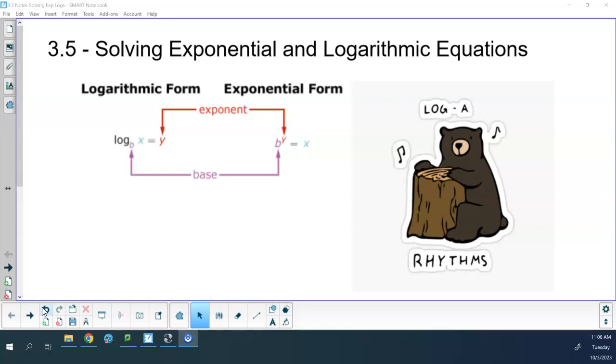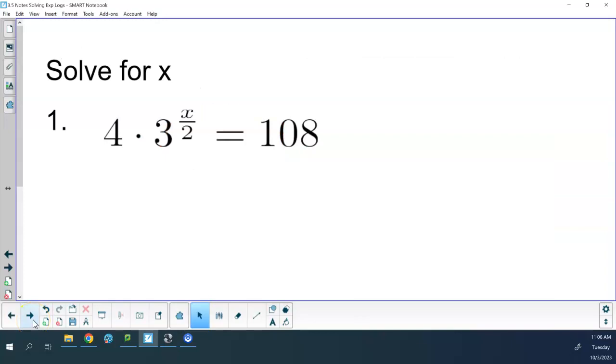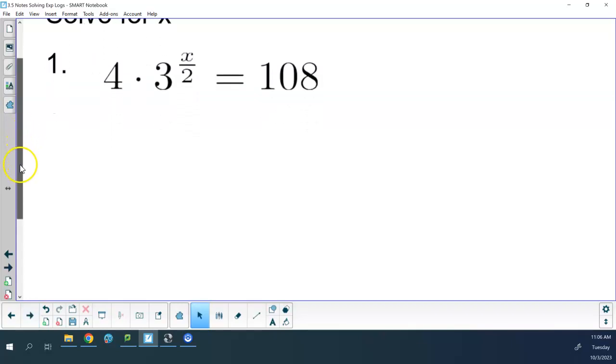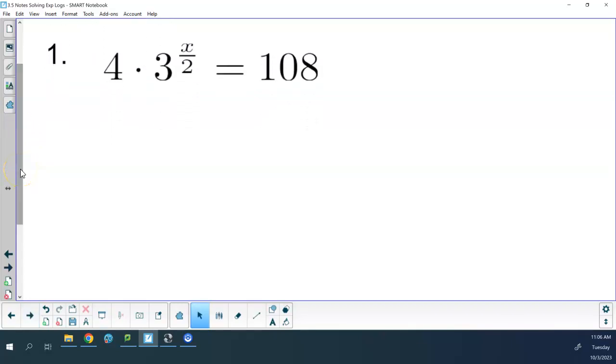Good times. Let's hammer out this first one. Let's do this first one together, and then the next couple I'll have you do on your own. So 4 times 3 to the x divided by 2 power is equal to 108.